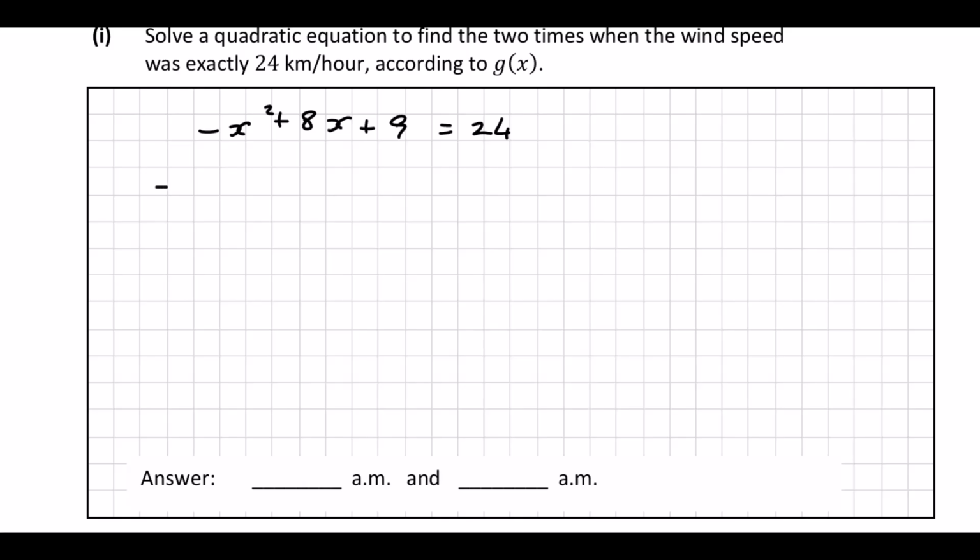So we just got to solve this. So let's see, let's bring the 24 over anyway. So we've got minus x squared plus 8x, and then we've got minus 15 is equal to 0.